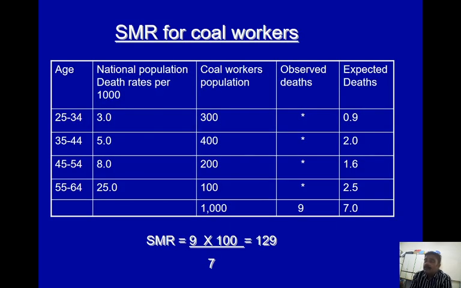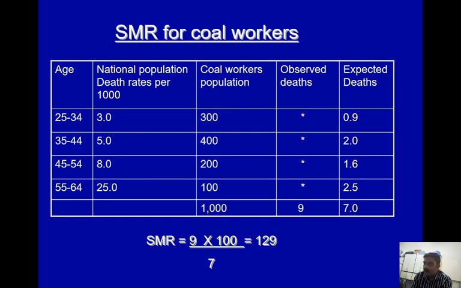So this is basically done for some of the coal workers. This is one classic example. So what you do is take the national population death rates per thousand. In those age groups, people from 25 to 64 work in coal mines. So you take the national death rates of these age groups: 3, 5, 8, 25. This is the national death rates, and you take up the coal workers population.